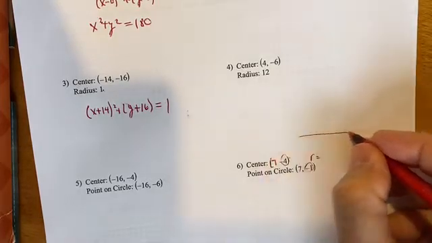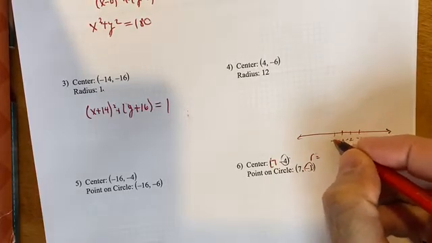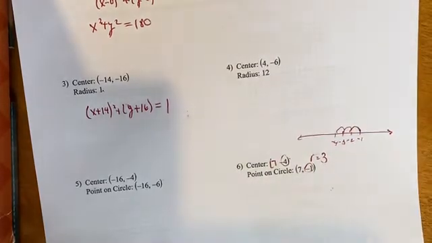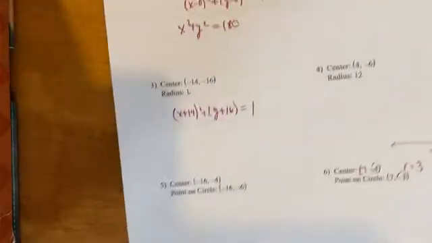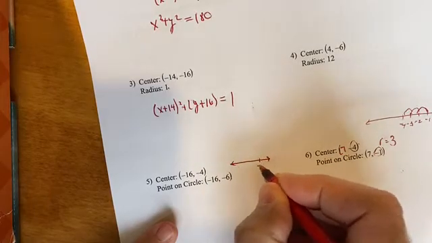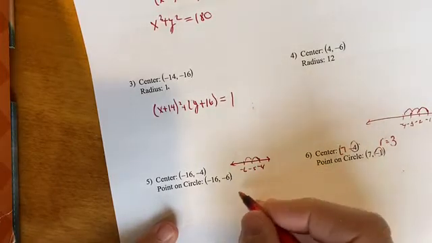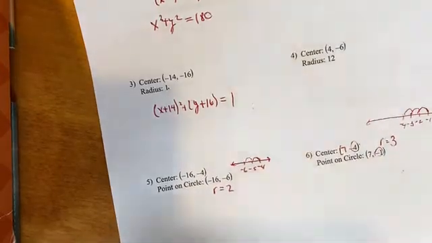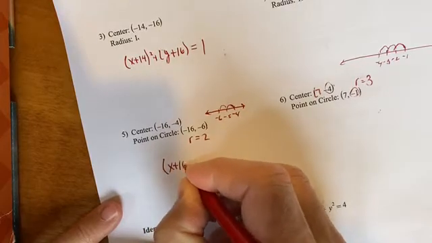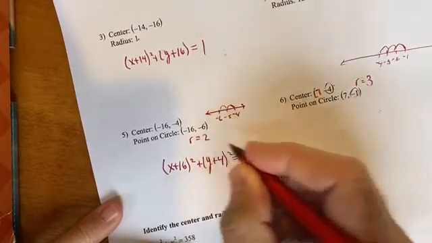So on the number line, from negative 1 to negative 4, it's 1, 2, 3 away. So the radius is 3. On this one, we need to figure out how far apart negative 4 and negative 6 are. On a number line, negative 4, negative 5, negative 6, you can see that negative 4 and negative 6 are 2 away. So the radius is 2. So to do this one should be pretty easy. We've got (x plus 16) squared plus (y plus 4) squared is the radius squared, which is 4.